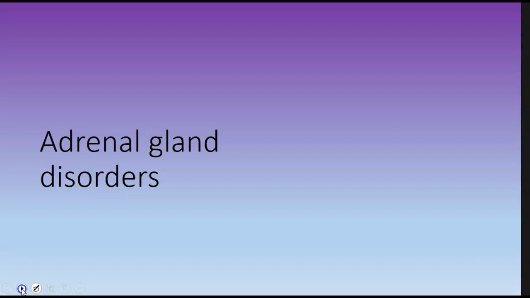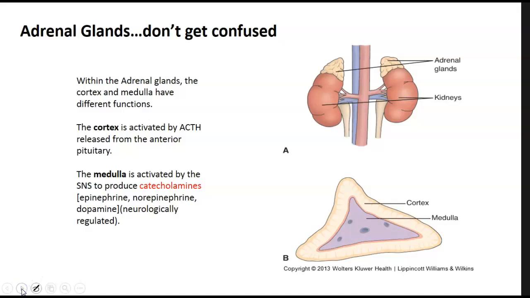Adrenal gland disorders. Don't get confused with the adrenal gland. The cortex and the medulla have different functions. The cortex is activated by the ACTH released from the anterior pituitary. The medulla is actually activated by the SNS to release catecholamines, which are epinephrine, norepinephrine, and dopamine. And this is where there's some neurological regulation within the endocrine system, which is pretty cool. But right now we're going to talk more about the cortex.